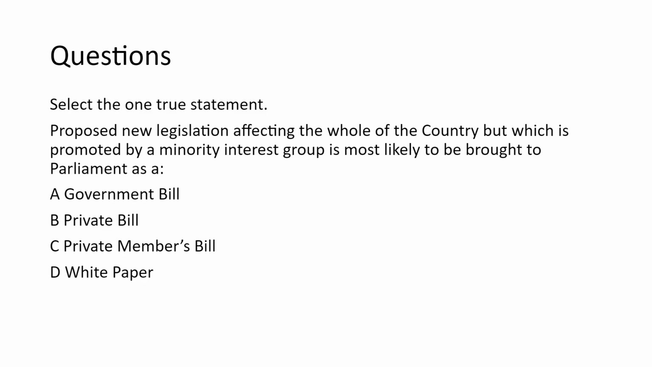It would be most likely to be something that had been brought to an individual MP, and they had agreed that if they were successful in the ballot, for example, that they would bring the bill forward. And the minority interest group could be a pressure group. So that is the link there.